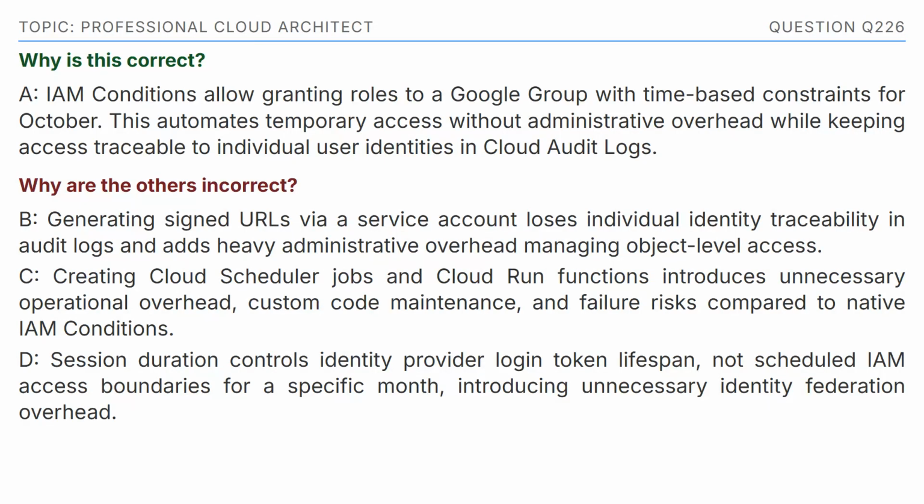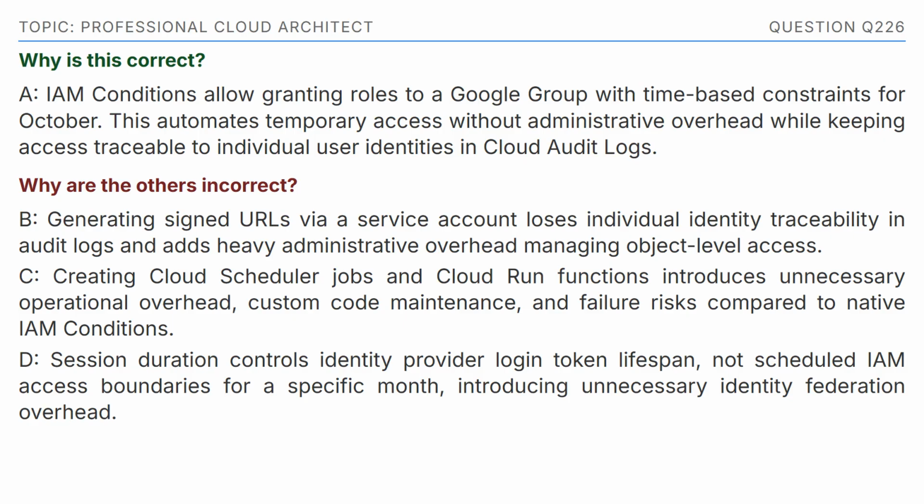Why is this correct? A. IAM conditions allow granting roles to a Google group with time-based constraints for October. This automates temporary access without administrative overhead while keeping access traceable to individual user identities in Cloud Audit Logs. Why are the others incorrect?